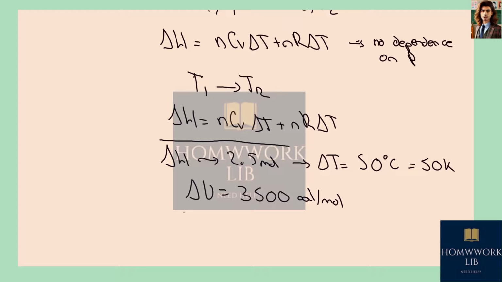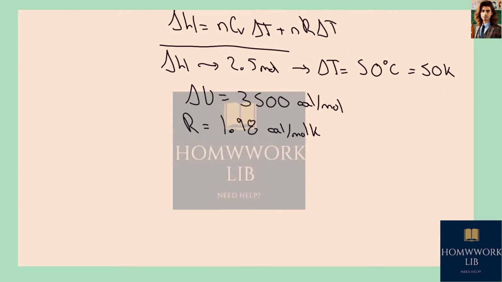The value for the gas constant R is equal to 1.98 calories per mole Kelvin. So whenever we want to compute the change of enthalpy, we said that it was equal to delta U plus nR delta T.